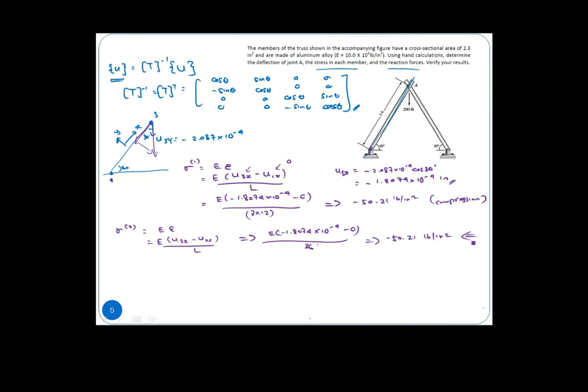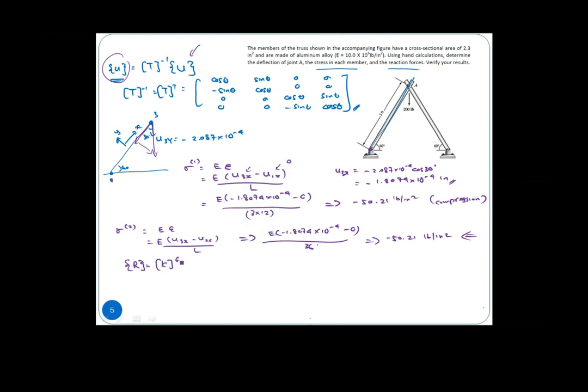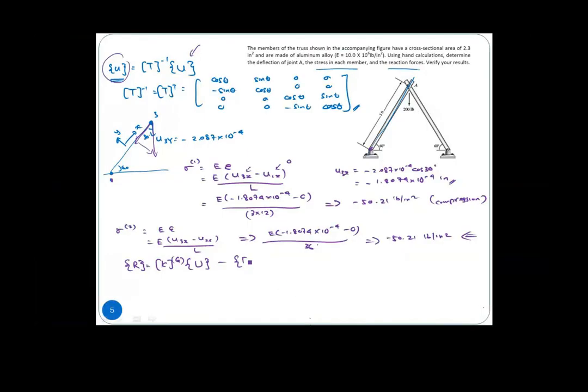Then to calculate the reaction force, we can make use of the total U itself. We have this U already, we have everything. Then we can actually find the reaction force. If you still remember, basically it is K G U minus F. So F, you can do that.